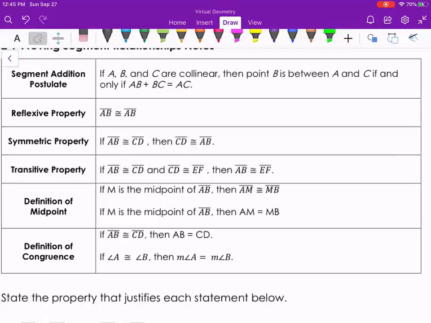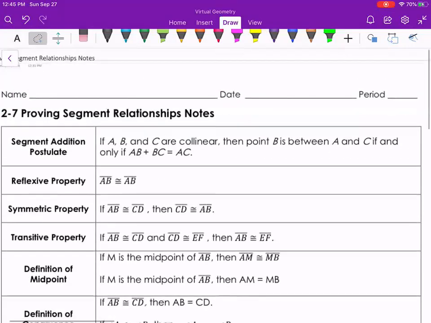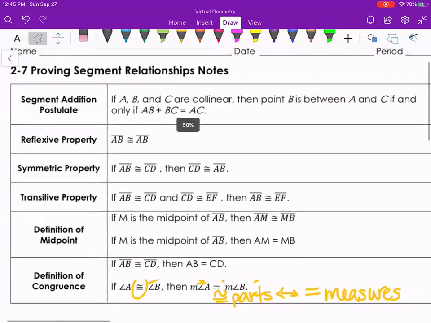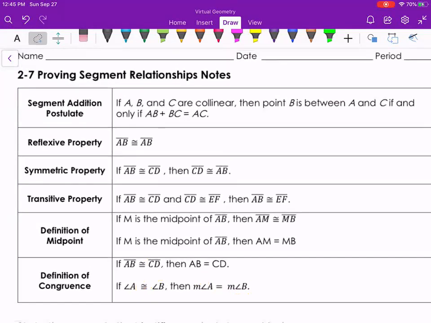All right, hi everyone. We are looking at our next section in our unit 2 here. This is our last section of the chapter of our unit, and we are looking at proving segment relationships, and we can also see how some of these relationships could also apply to angles that you've seen in the past. So let's go ahead and jump into this.